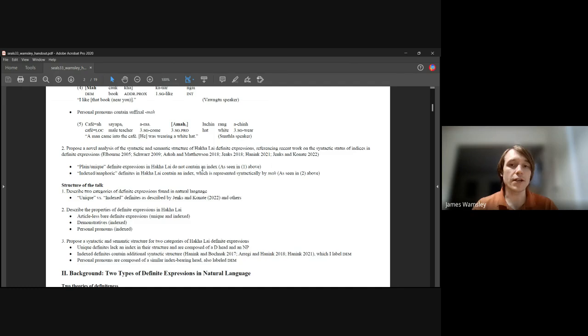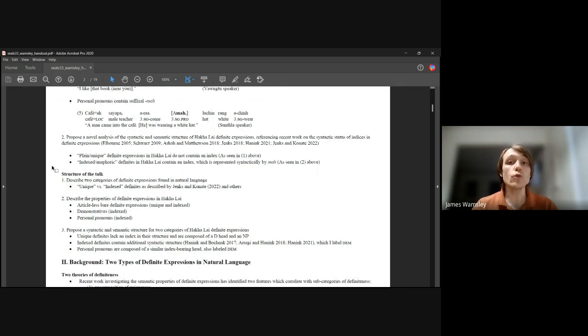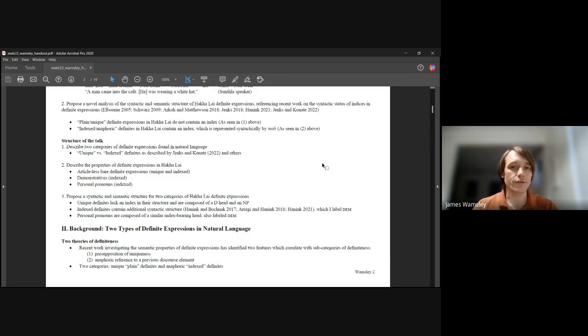The main upshot of this is that there are two categories to consider for definite expressions: plain or unique definite expressions, which appear in Hakha Lai, do not contain an index, which I'll explain further in a moment, and indexed or anaphoric definites, which do contain an index, and this index is represented by this morpheme we've been observing, ma.